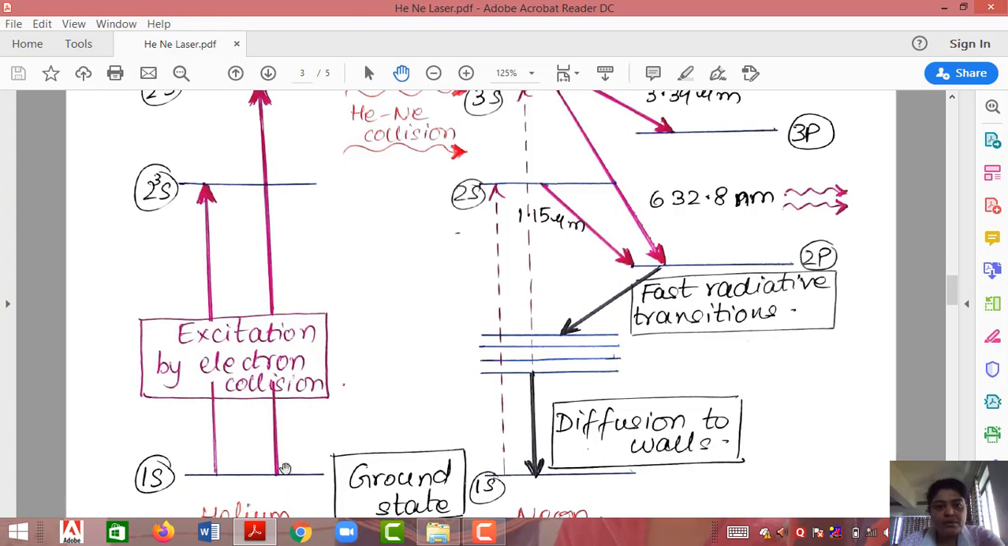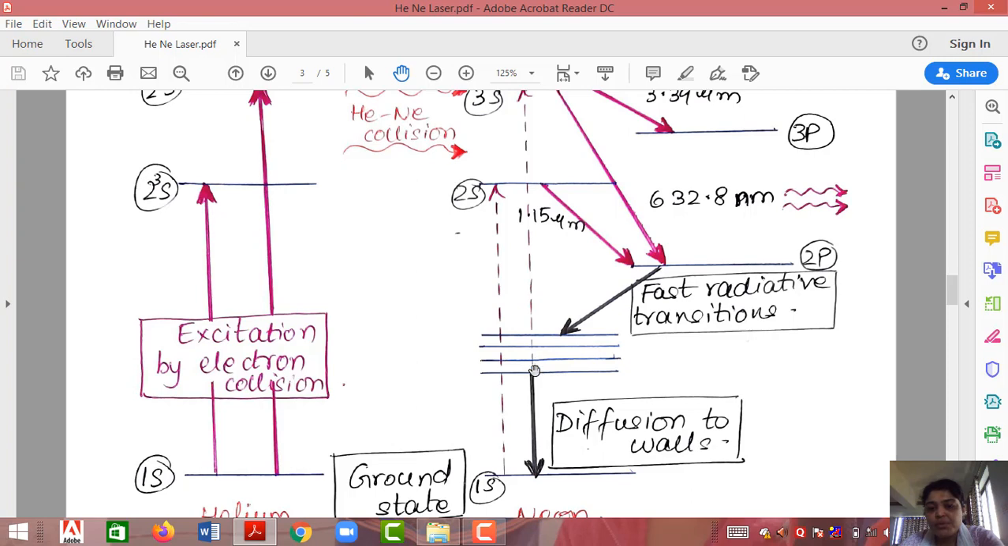Step number 1, you can say the excitation of helium, and helium will excite neon. So that is step number 1. Step number 2 is spontaneous emission to 3p and 2p. Step number 3, because population inversion is achieved, you get stimulated emission. Spontaneous emission leading to population inversion between these two levels, leading to stimulated emission.